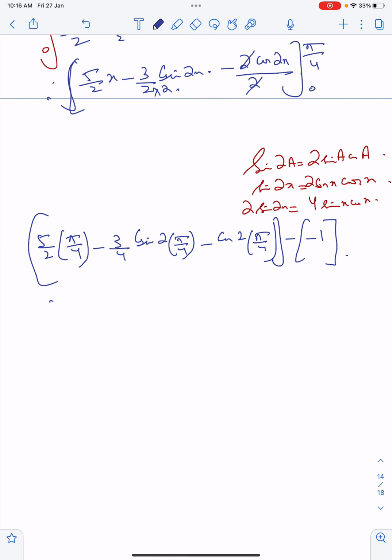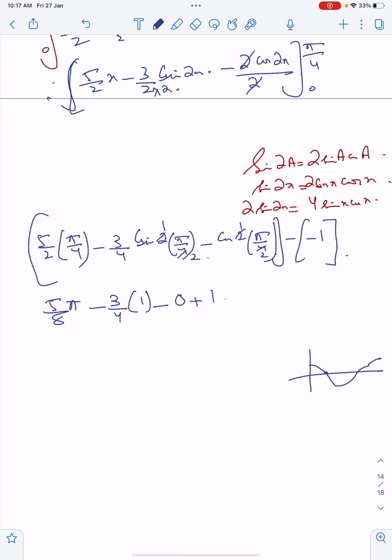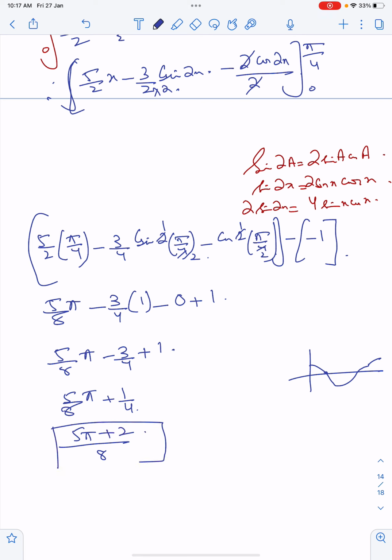Okay, let's solve this. It becomes 5 upon 8 pi minus 3 upon 4 sine of pi by 2. Sine of pi by 2 is 1, minus 2 times cos of pi by 2, which we know is 0, plus 1. So it's 5 upon 8 pi minus 3 upon 4 plus 1. Okay, so 5 upon 8 pi plus half. If you want, you can take out the LCM. 5 pi plus 2 will be the final answer for this question then.